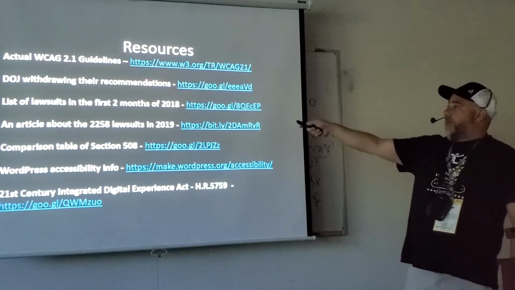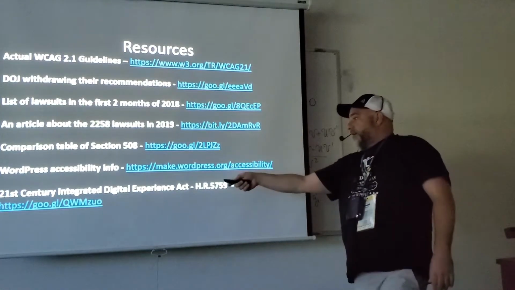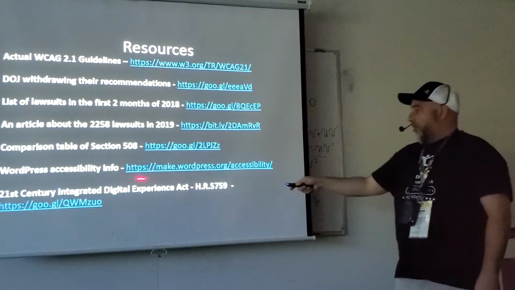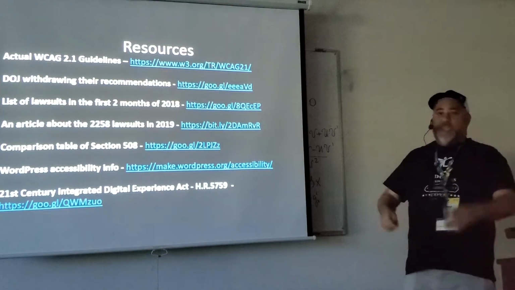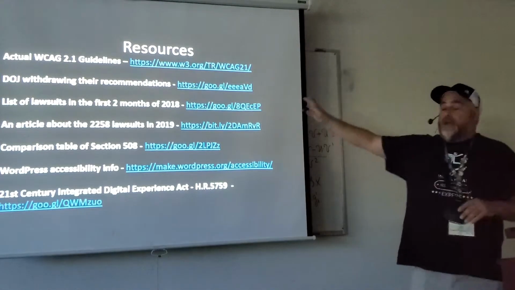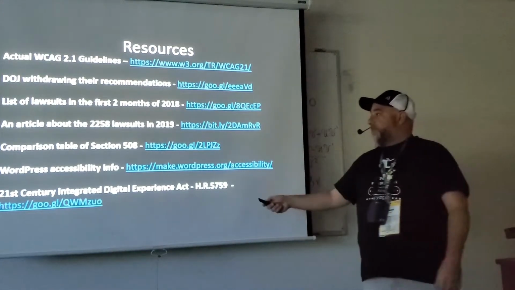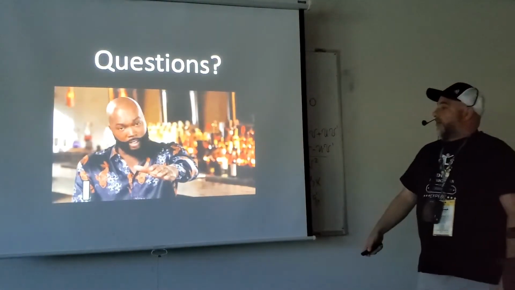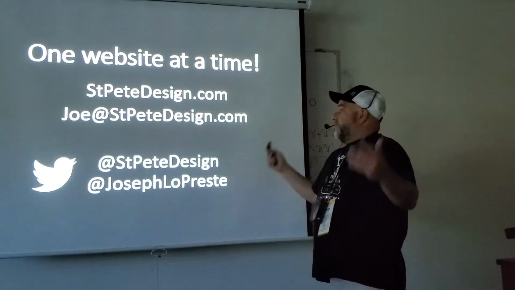Here's the actual guidelines. Here's the DOJ withdrawing, list of lawsuits. This is the actual law for government agencies that have to be compliant. And they have these slides, so you'll be able to get all this stuff here. I'm kind of blowing through here at the end. Another missed opportunity. Questions? That's pretty much it.